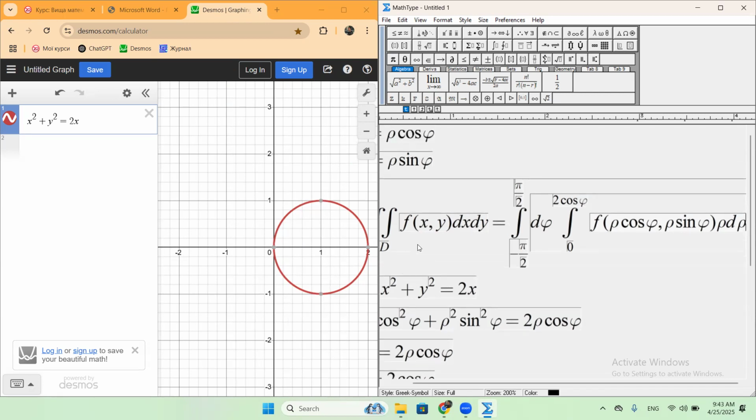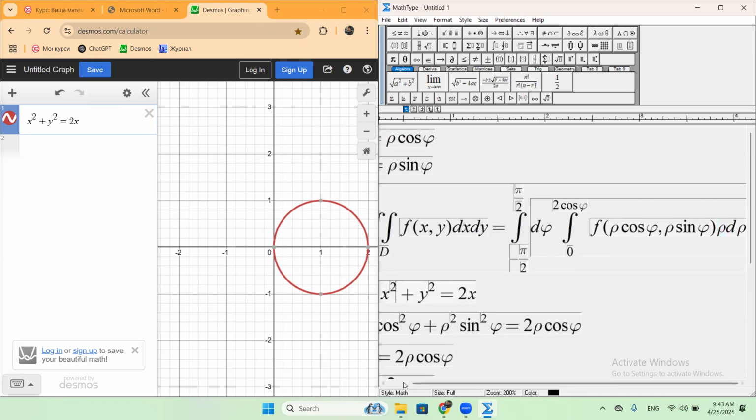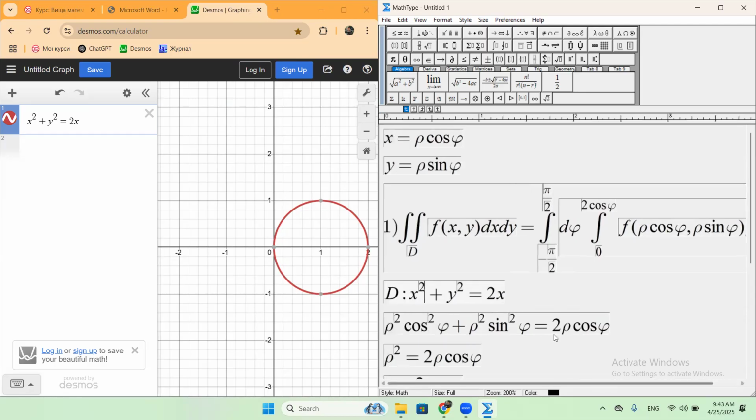Okay, more questions? By the way, let me remind you to not forget to multiply by rho when transferring to polar coordinates. It is important, so don't lose it. And now let's move to the next exercise.